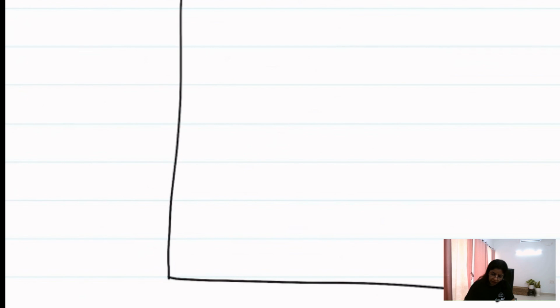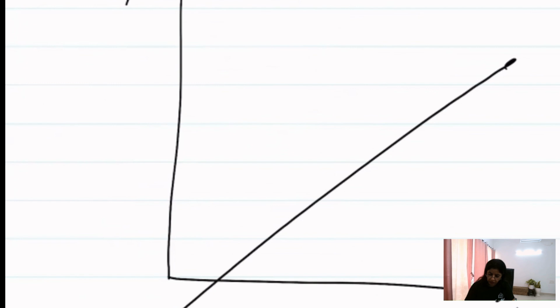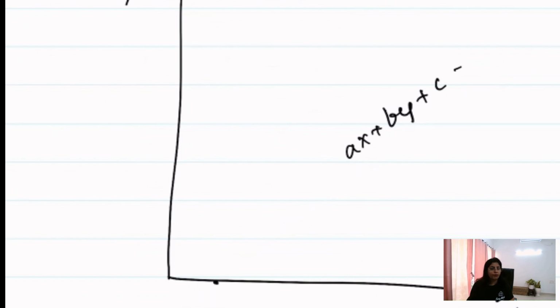Suppose I make a graph of a polynomial on x and y axes. This is the x-axis, this is the y-axis. And suppose this is the equation ax plus by plus c. This is a polynomial. In this case, the point where it is cutting the x-axis is called the zero of the polynomial. In the case of a linear polynomial, as the name suggests, the graph is going to be a line.